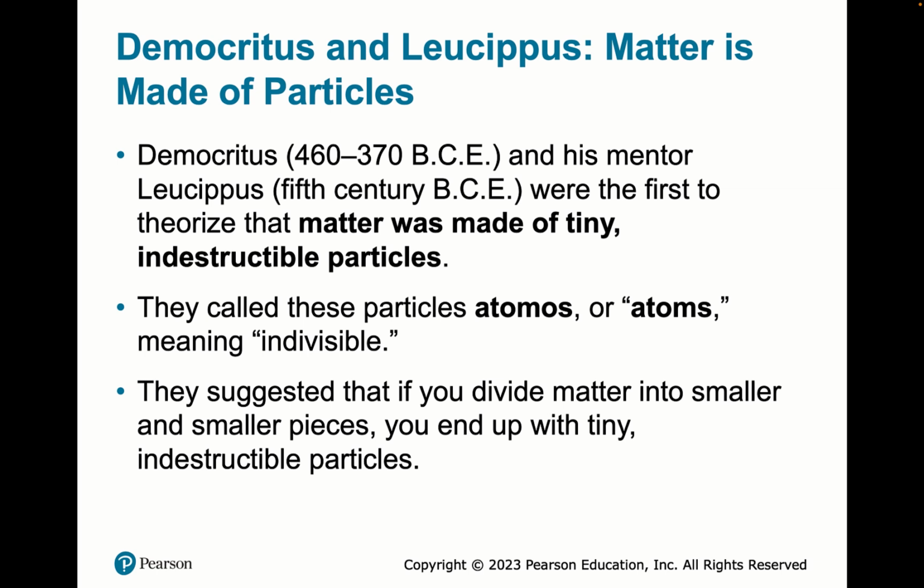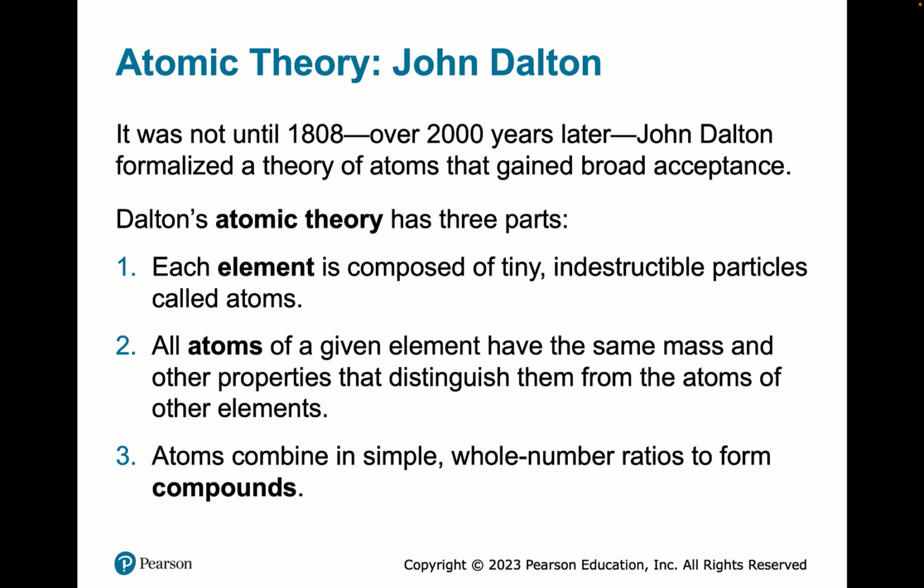So let's go through a little history of this. Democritus and his mentor Leucippus, who were Greek, were the first to theorize that matter is made of very tiny spheres, and they called them atomos, or atoms, meaning indivisible or indestructible. So you cannot break matter down into smaller parts. Of course, the Greeks only thought there were 4 elements: earth, wind, fire, water. Then, moving on, Dalton came and came up with his atomic theory.